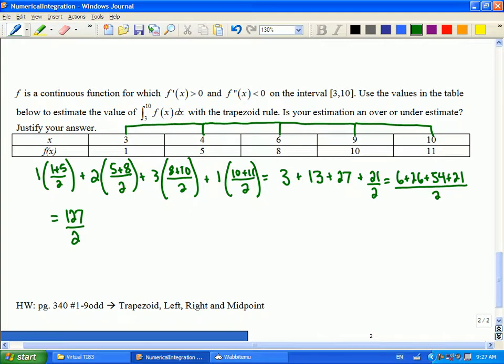What do you think, is this going to be an over or underestimate? How come? Okay, well let's take a look at this. It's increasing and concave down, so that's going to look like this, which means when we draw a trapezoid in that kind of graph, it's underneath the curve. So you're right, it is an underestimate. How do we justify our answer?